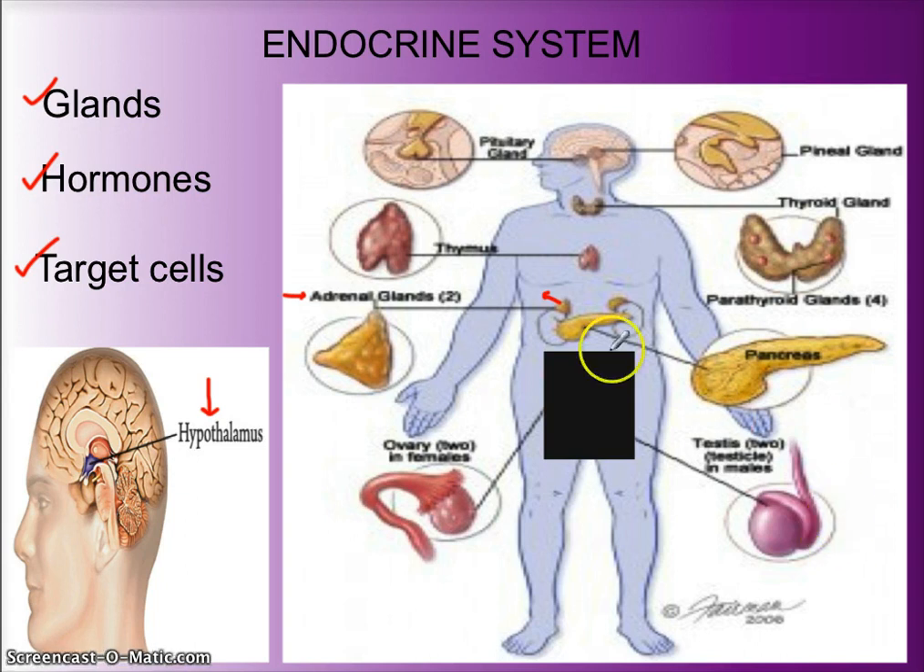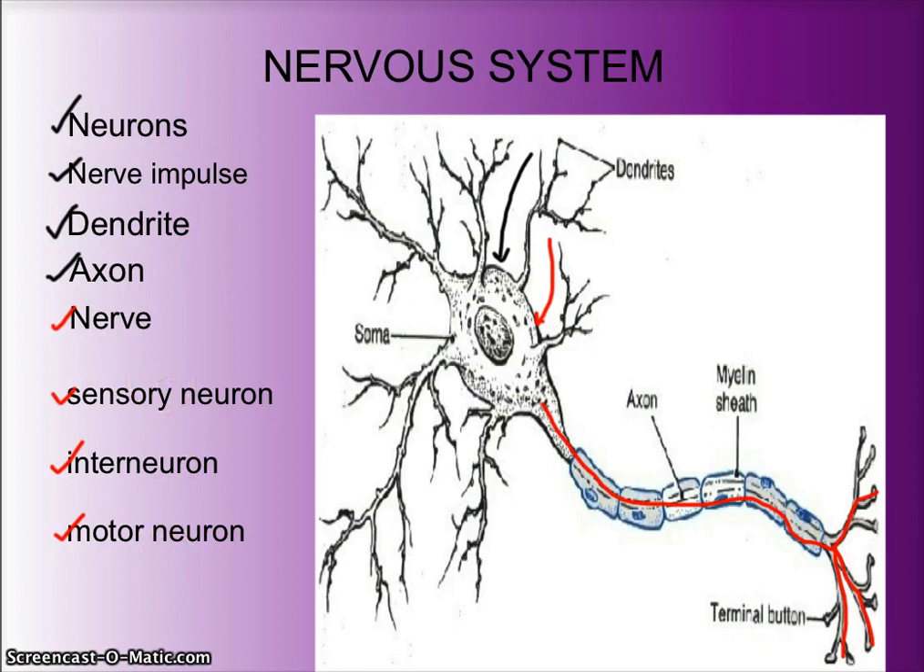The thymus, right here near the heart, helps the immune system. And the adrenal gland handles the emergency responses where you'd have adrenaline, but adrenaline also controls the amount of salt in the kidneys and the amount of sugar in the blood. Well, I hope you've learned a little bit about the endocrine system and about the nervous system.